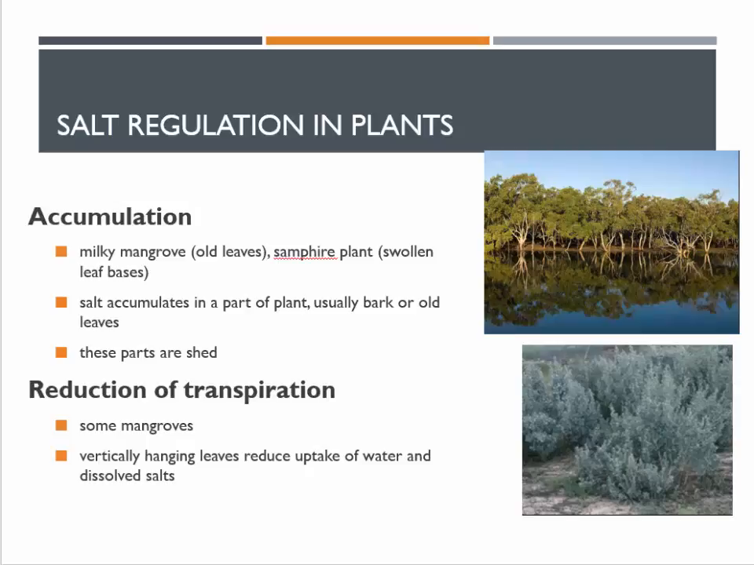Finally, this is a less common example. We have the reduction of transpiration. If you can remember about the transpirational stream, water will leave the plant and it can enter through the roots. So if you're stopping water from leaving the plant through the leaves, you don't need to pull in water from the roots. And if you're pulling in water from the roots, you'll naturally pull in salts with it. So preventing that is a good strategy to have.